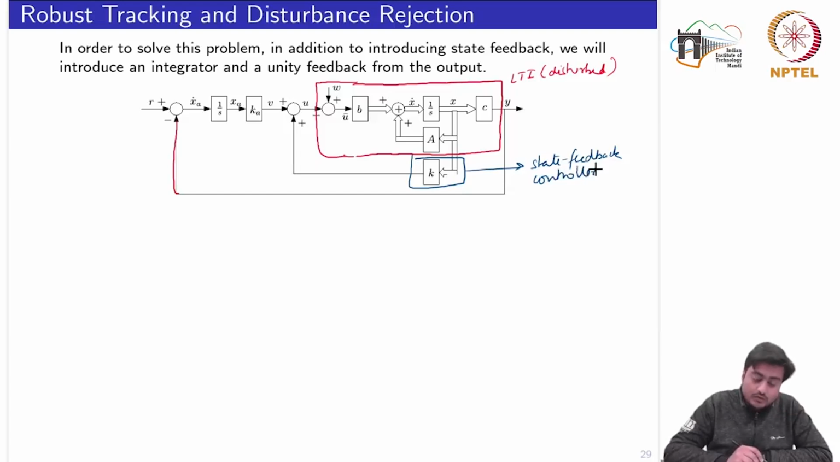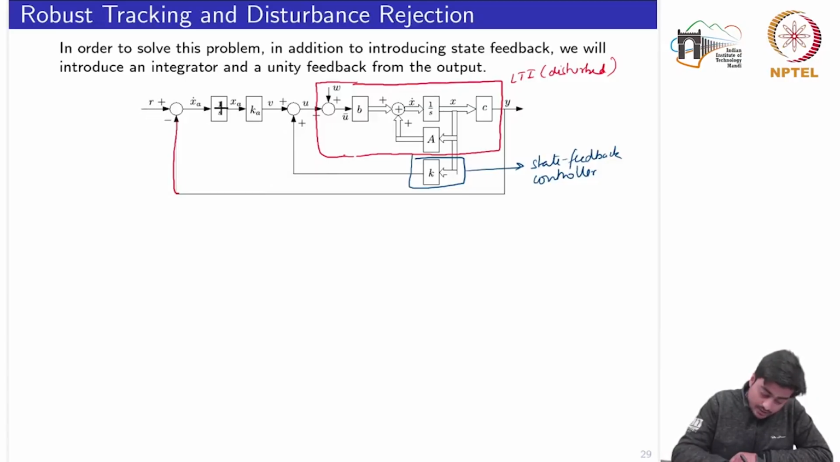We have been designing so far so that the eigenvalues of the closed loop system can be placed at a desired location, right? And it contributes to the u as kx.